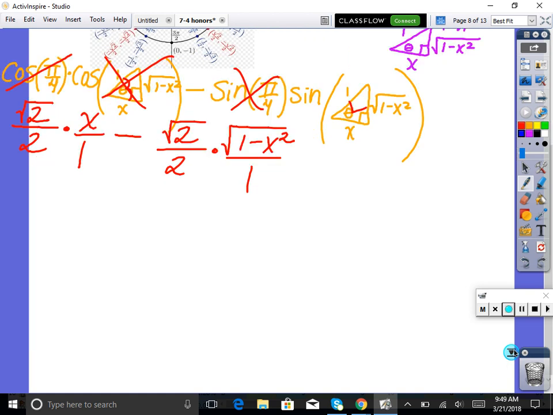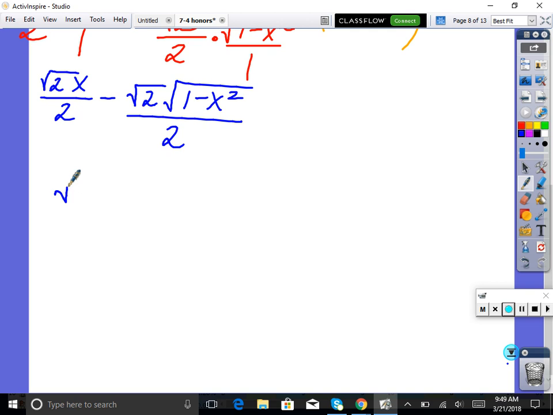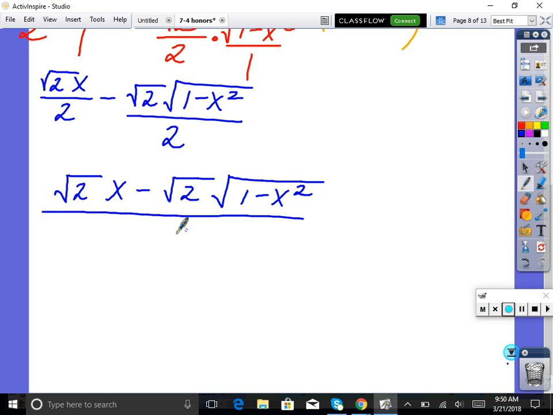Well, we're almost done. So now we have root 2x over 2 minus, I'm going to leave these split apart. We could take the 2 and multiply it in. And then minus root 2, I'm going to leave it spread apart, root 1 minus x squared over 2. A common denominator means we can put the numerator together. So we have root 2x minus root 2 root 1 minus x squared, and that's all over 2.